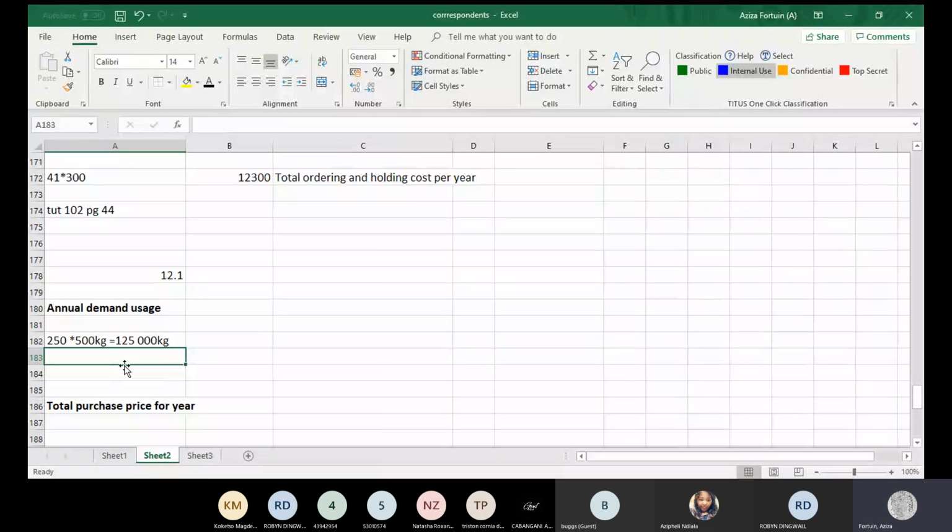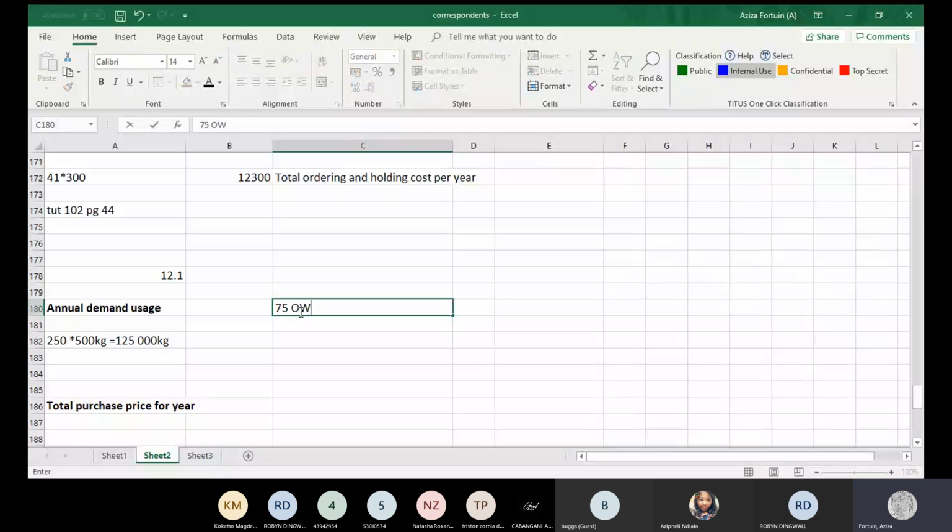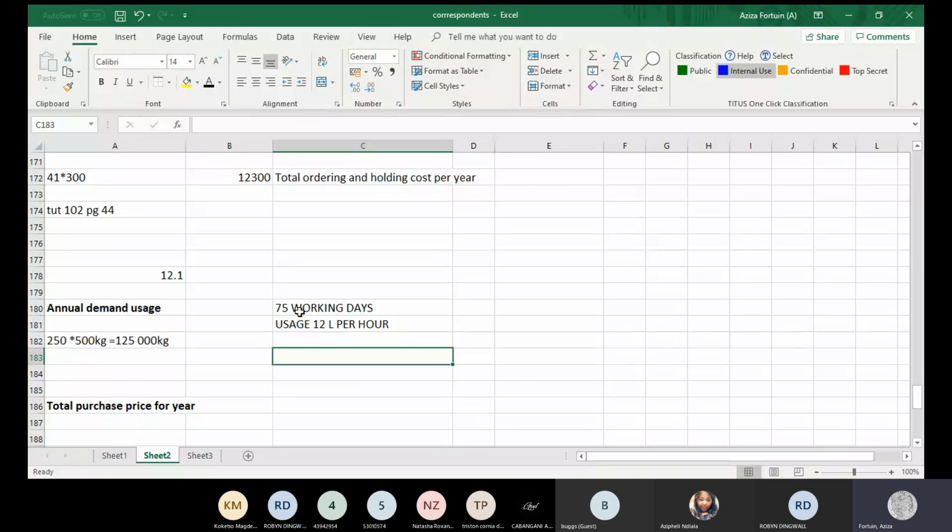Let me just see another example quickly. Say I say to you, there's 75 working days in this year, and my usage is 12 liters per hour. What is my annual usage? My annual demand usage. Anybody, just type your answer in on the side quickly. Let's just play with your brains quickly.